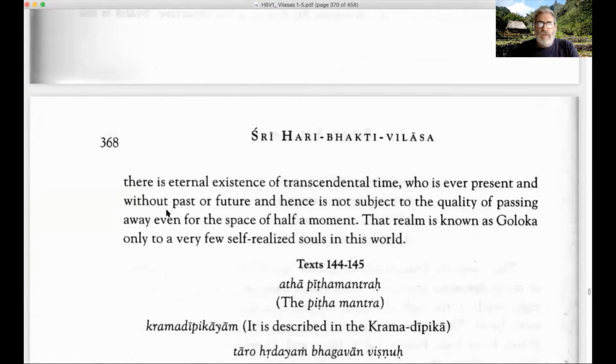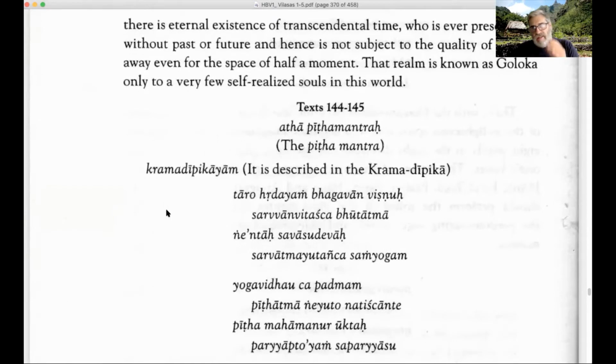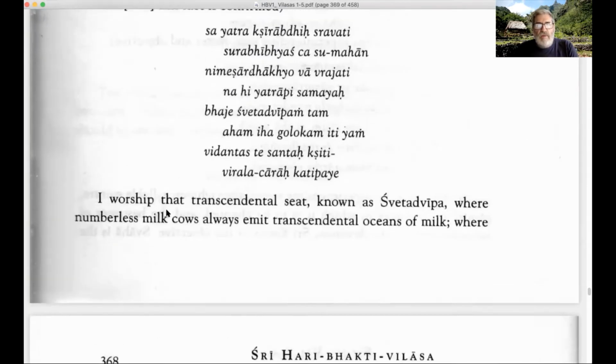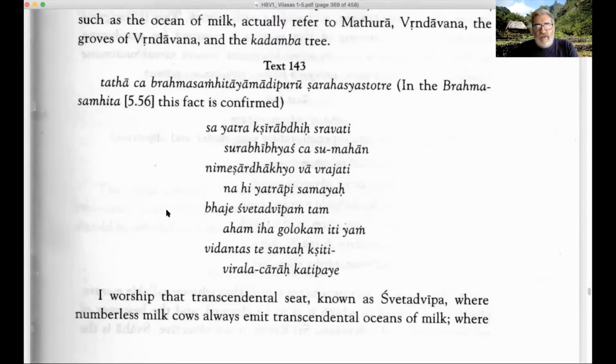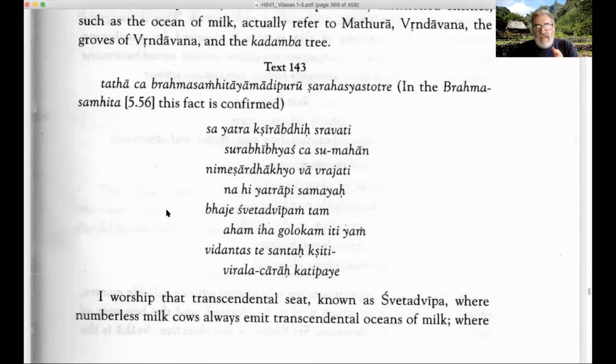Sayatra chirabdi shravati surabibhyas chasumaham nimeshad dakyo vabrajati nahiyatrapi samaya vaje sweta dvipam tamahamiha golokamitiyam idantaste santak chiti viralachara katipaye. So, okay. This mantra can be chanted as a dhyana mantra, or a meditation mantra, on that particular place where we're meditating upon Krishna within the heart as being situated.